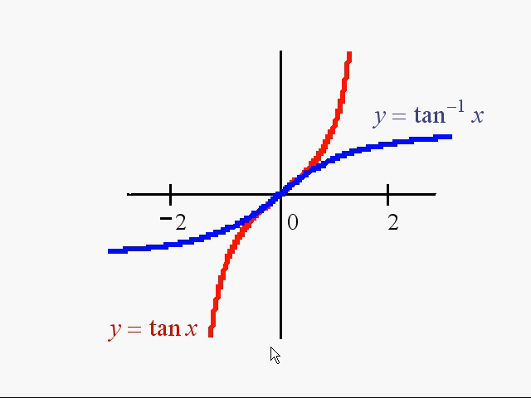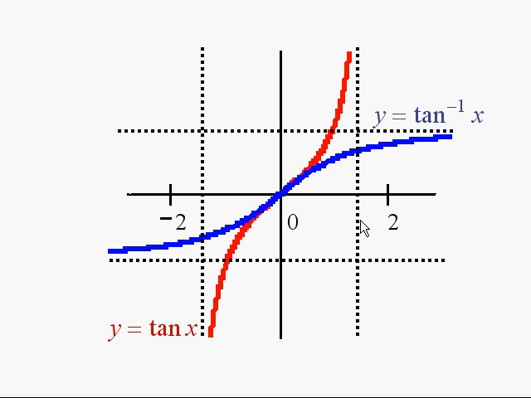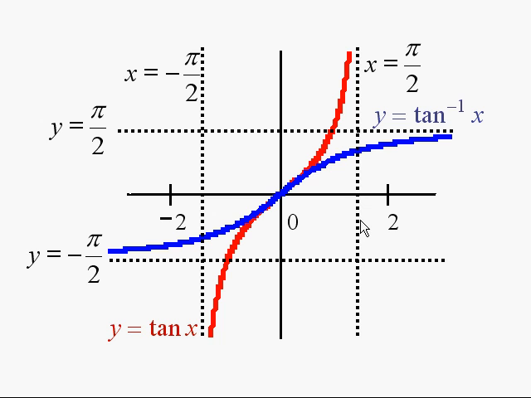Here's what we'll look at for the graph of the tangent function and the reflected function around the diagonal to interchange the variables. And watch what happens when you keep track of the restrictions on the domain and the range of the function and its inverse. The tangent function for the restricted domain goes from minus pi over 2 to pi over 2. And so the range of the inverse tangent function is that same interval from minus pi over 2 to pi over 2.